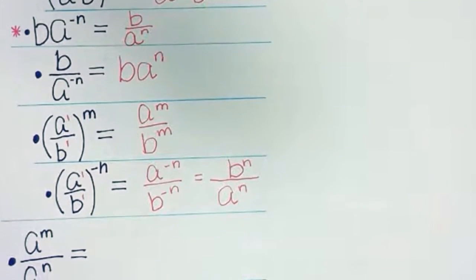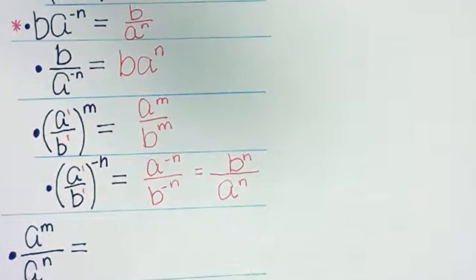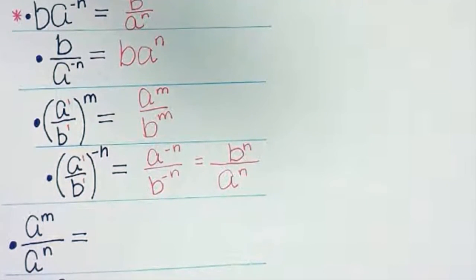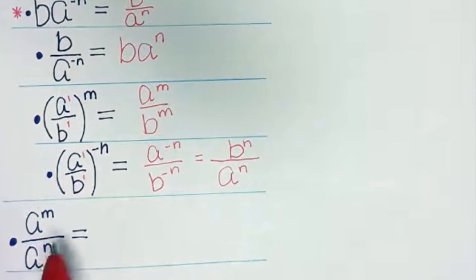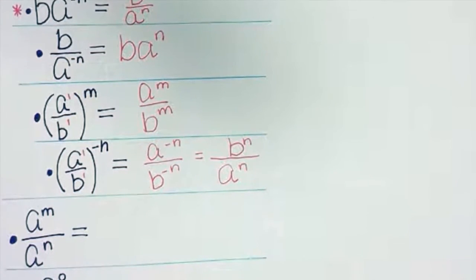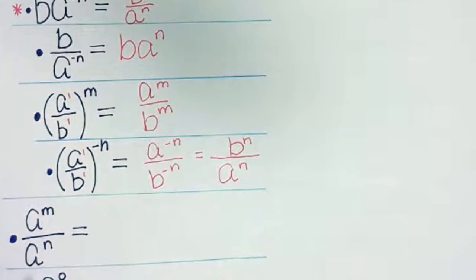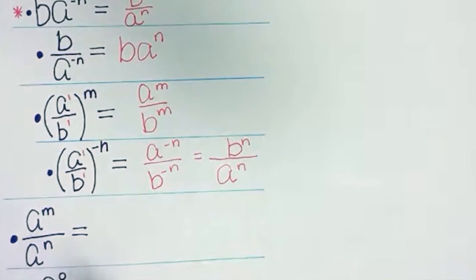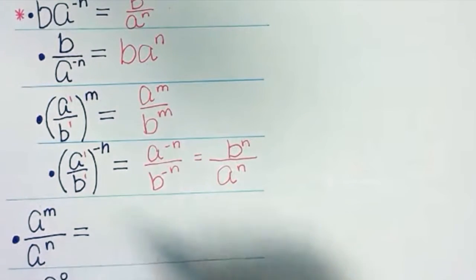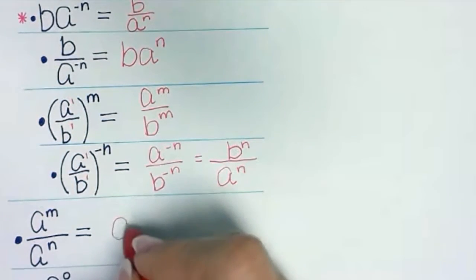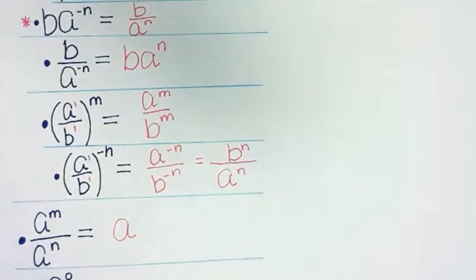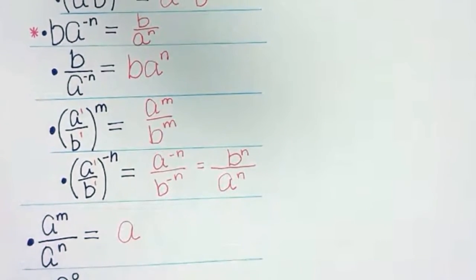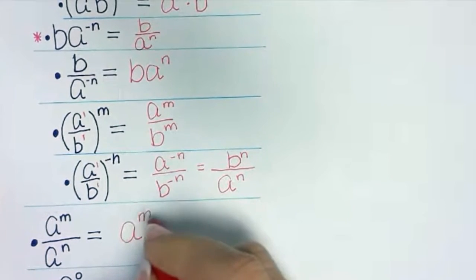In our next example, I have a to the m power over a to the n power. Now you might think, well, this looks pretty simplified to me. What else do I have to do to this? If I had like bases, one in the numerator and one in the denominator, similar to the example we saw in the beginning, where if you were multiplying like bases, you would add your exponents. Now we're dividing like bases, so we're going to subtract our exponents.